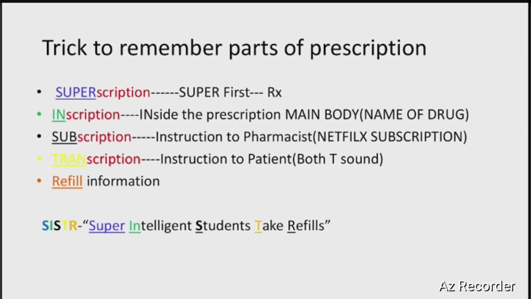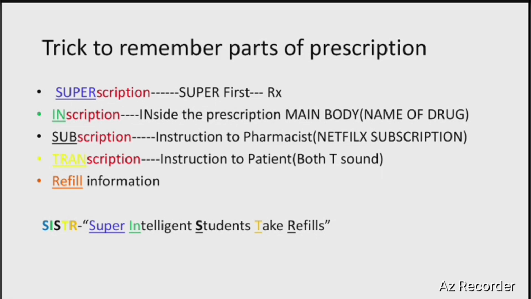we are now going to majorly focus on these parts of prescription, because students mainly get confused with these parts and their meanings. Now, here is the short form to remember the parts of prescription: SISTER. Super intelligent students take refills. So, my dear intelligent students, here is the trick, just like you. Super intelligent students take refills: superscription, inscription, subscription, transcription, and lastly refill information.